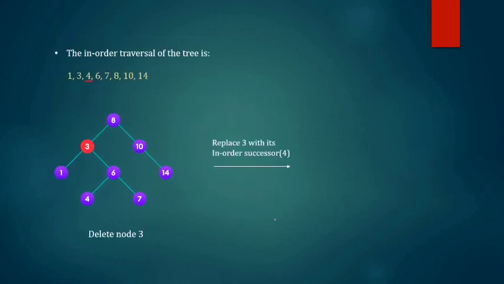The in-order traversal of this tree is given here. We see that the in-order successor of this node is 4. So, we replace this node with its in-order successor and then delete this in-order successor from its original position. The tree after deletion looks like this.